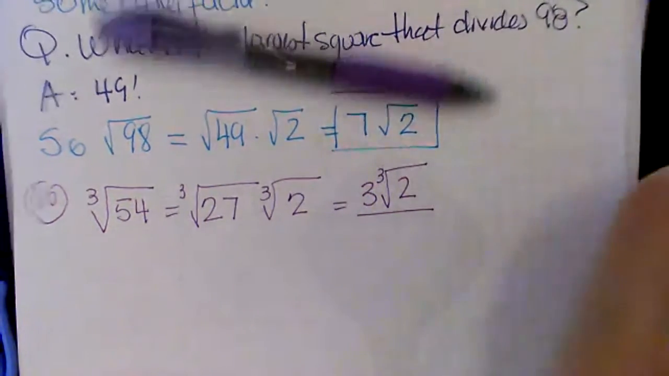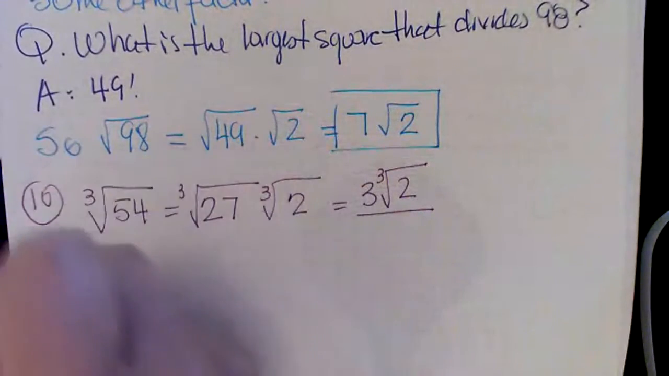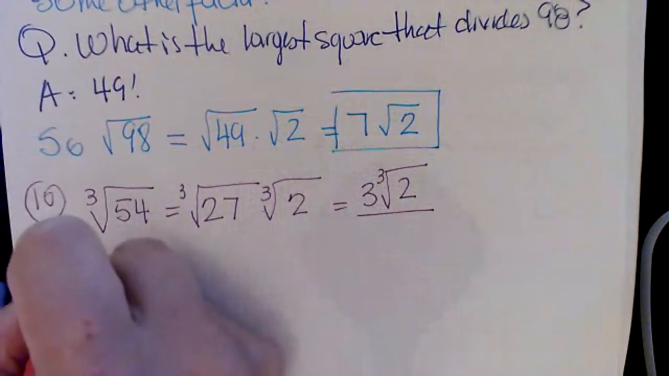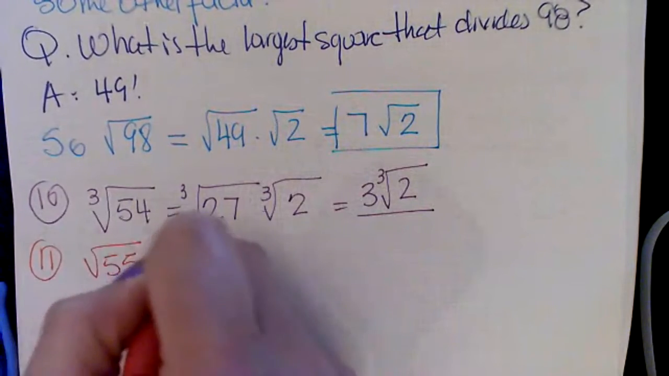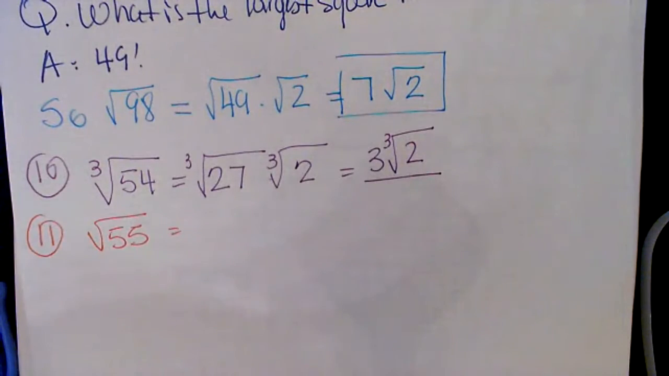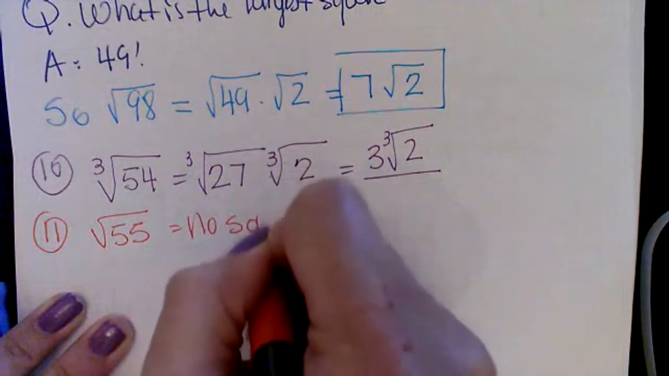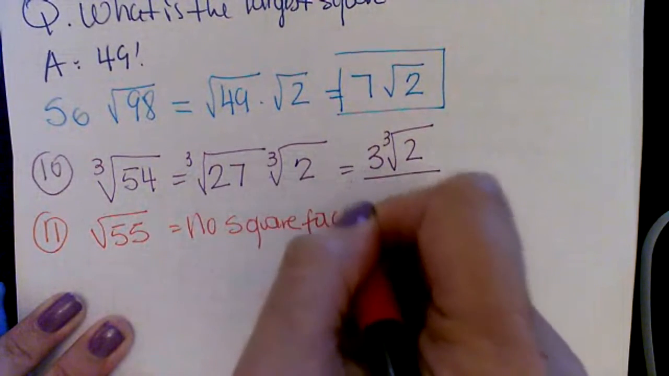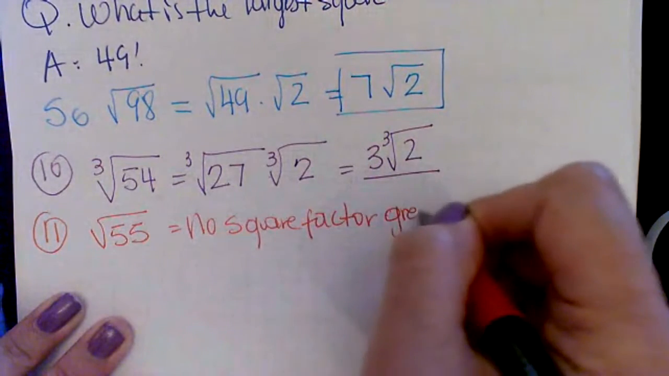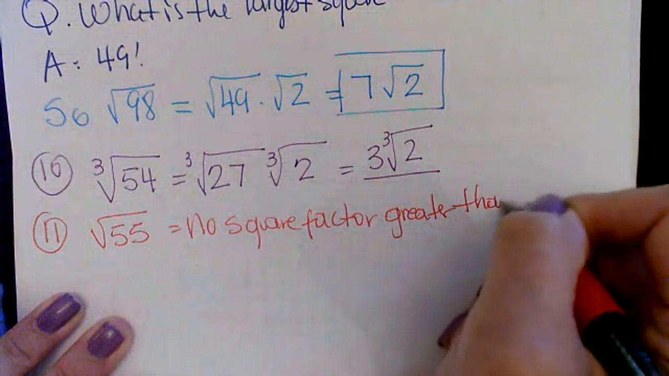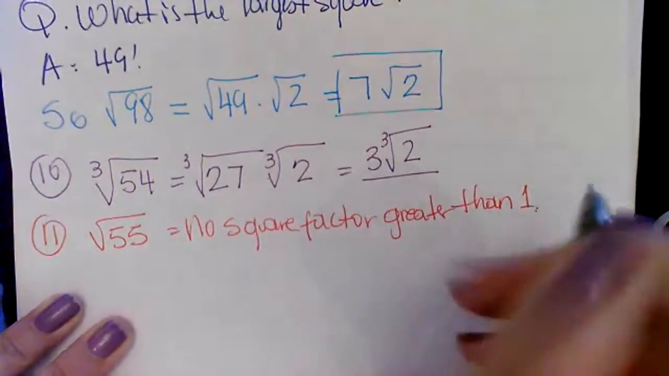Now, if they give us, for example, this one, the square root of 55. Okay, there's not a square number. 55 is not a square number. And also, there's not a product of a square and another factor that will give me 55. So we're going to say that there is no square factor greater than 1.